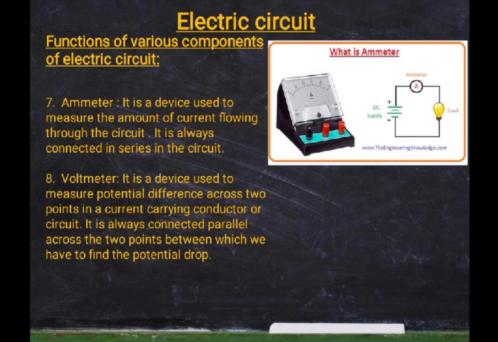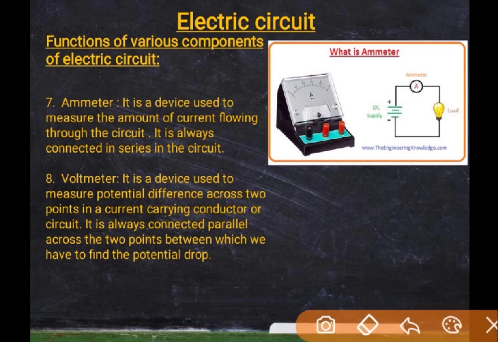Then in an electric circuit, if we want to measure the amount of current flowing in that circuit, we have to use an ammeter, right? This is the actual picture of the ammeter and this is the symbol of the ammeter. An ammeter is always connected in series and you have to mark the positive and negative end as well. So an ammeter is a device used to measure the amount of current flowing through the circuit. It is always connected in series in the circuit.